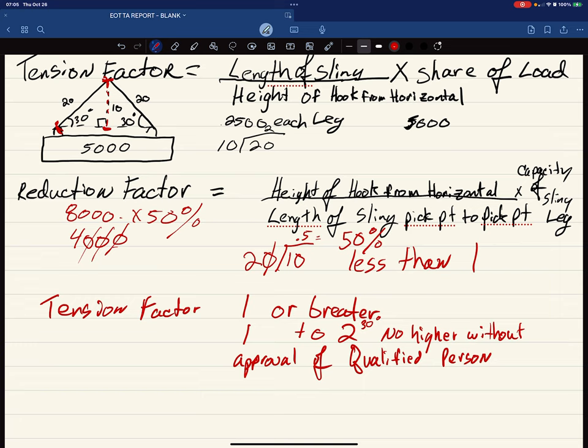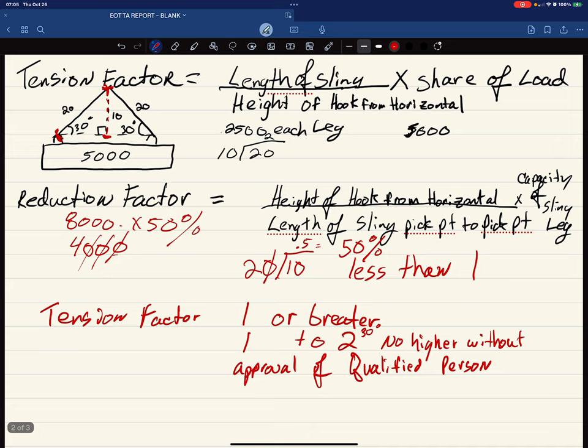Our next lecture, we're going to talk about how we use the formulas for an off-level pick. How do we determine center of gravity? Thank you.